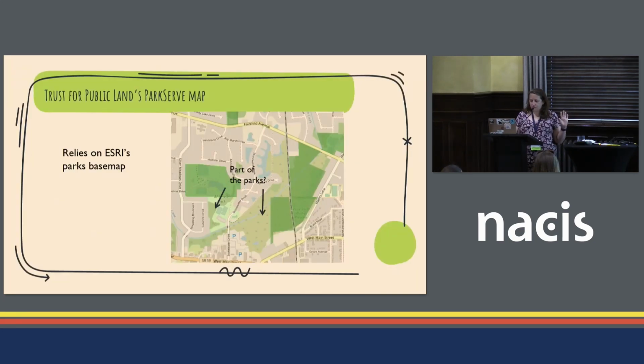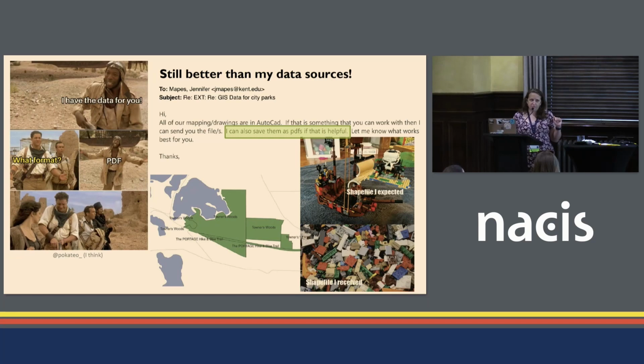This source is great compared to my source, which was calling up or emailing all of the different parks agencies. And so they would send me emails like, I have drawings in AutoCAD and I could save them as PDFs if that's helpful, right? We've all been there, right? And then, this is the county. They had shapefiles, but they were all in pieces based on when they acquired the land. And so this is the meme that I posted on Twitter about that. So that was a great experience. So they have much better data than I had.